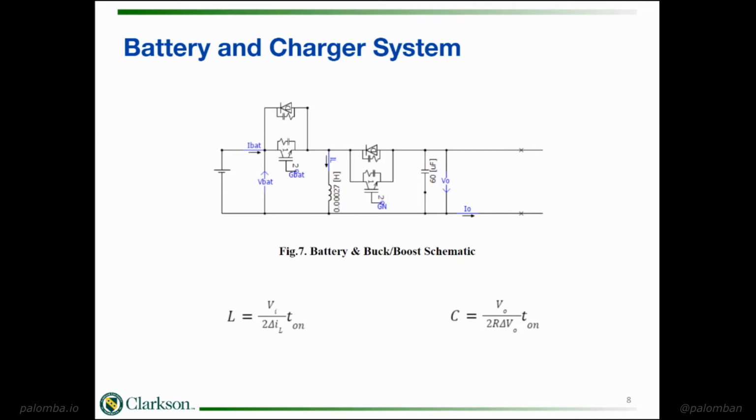We also have the standard equations for sizing the inductor and capacitor for a buck boost circuit. And as you can see, we got 27 millihenry for the inductor and 60 microfarads for the capacitor to achieve the desired output performance requirements.